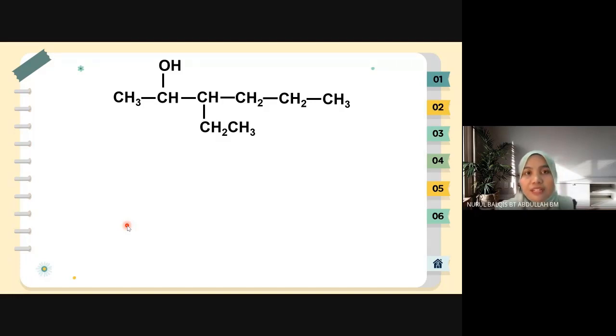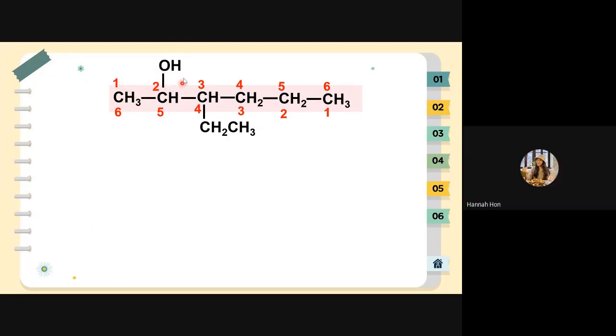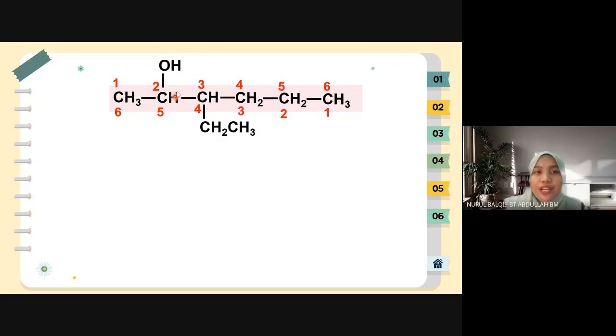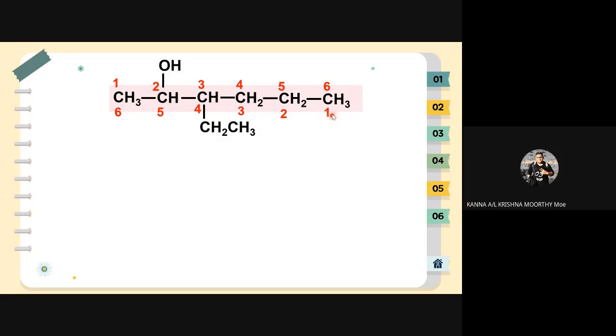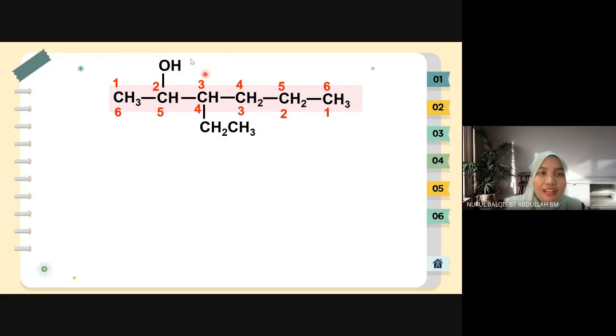The longest carbon chain belongs to hexane. The numbering starts from the left or from the right? Left. From the left. Left. Sebab apa kita ambil left? OH is closer. Yes, OH is closer. Functional group. Kalau sini pun awak jumpa yang ni, the other end dulu. Okay, so what is the name of this compound?